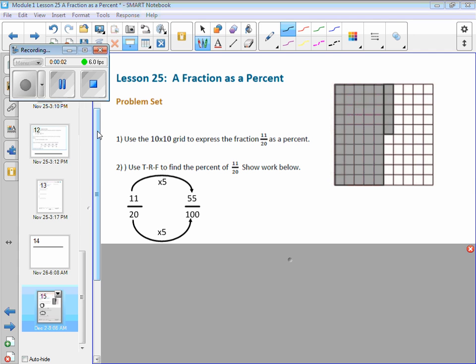When you did last night's homework, you should have shaded 55 boxes, not 11. 11 out of 20 is not the same as 11 out of 100. So in order to figure out what our equivalent ratio is, you create the rainbow diagram, realize that you're multiplying both top and bottom by 5, and that's going to give you your equivalent ratio, 55 over 100, and 55 boxes is what gets shaded in on your grid, 10 by 10. Okay, let's move on.